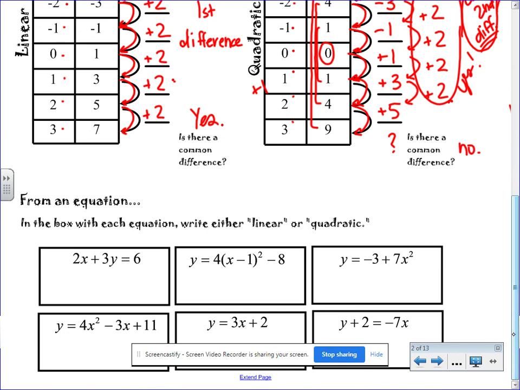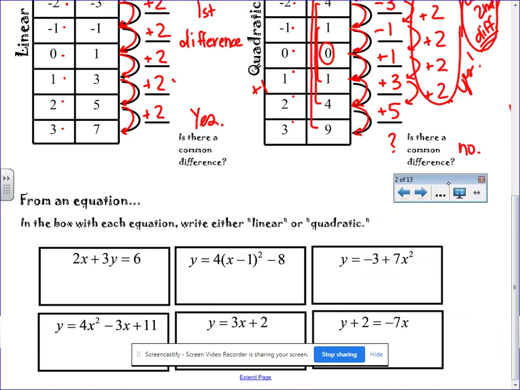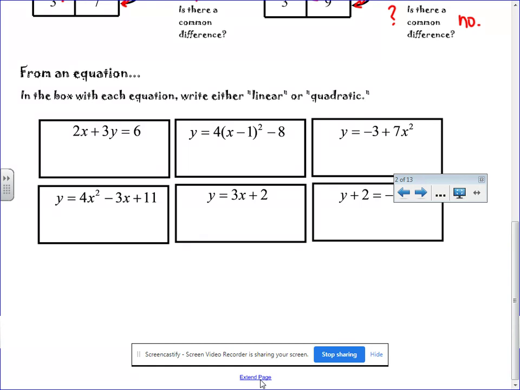Now from an equation. Well, I have 2x plus 3y equals 6. So remember we did almost this exact same thing before when we were looking for linear functions. We said, well, can they be written in y equals mx plus b, which is slope-intercept form, or ax plus by equals c, which is standard form.